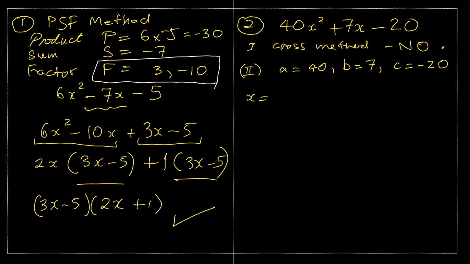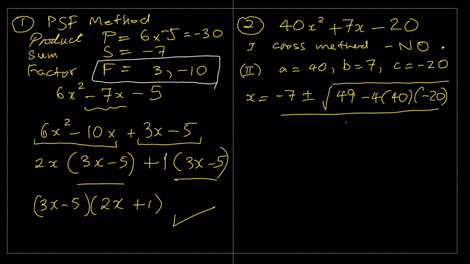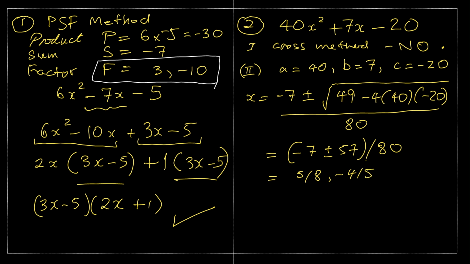Use the formula x equals minus b plus or minus square root b squared, which is 49, minus 4 times a times c. Make sure you put the minus on that, over 2a, so that's 80. I'll save you the trouble, so it's minus 7 plus or minus 57 all over 80. So finally that gives you 5 over 8 and minus 4 over 5.